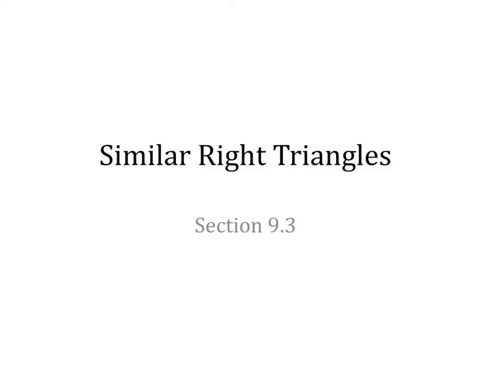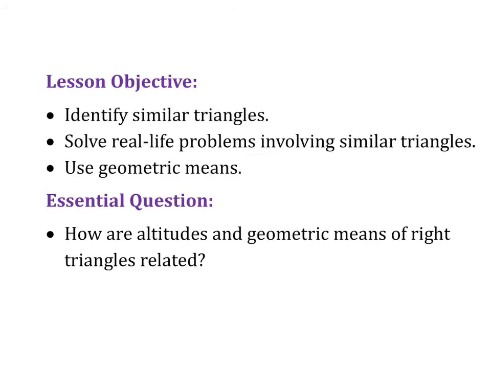Section 9.3 is all about the similar right triangles. So our lesson objectives are to identify similar triangles, solve real-life problems involving similar triangles, and use the geometric means. Our essential question: how are altitudes and geometric means of right triangles related?